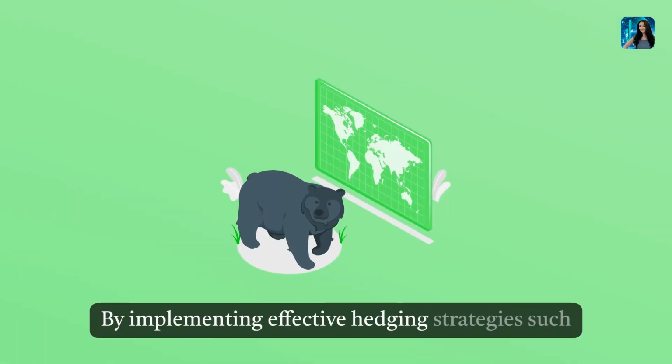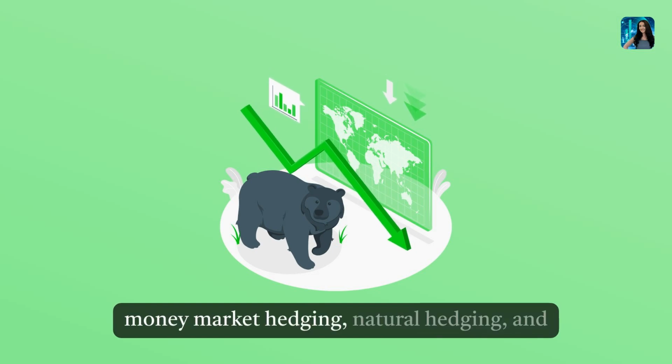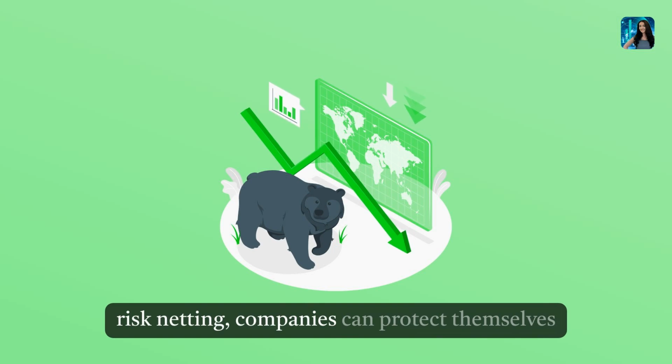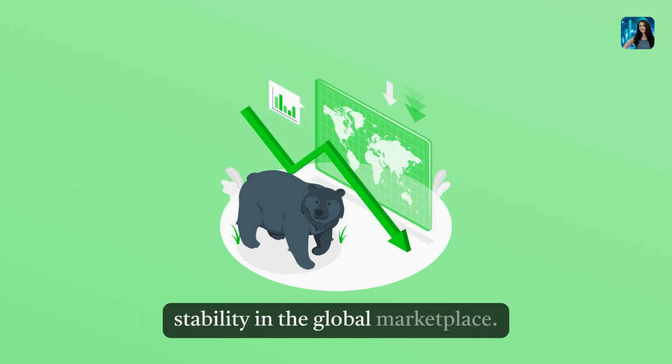By implementing effective hedging strategies such as forward contracts, options, currency swaps, money market hedging, natural hedging, and risk netting, companies can protect themselves against currency volatility and ensure financial stability in the global marketplace.